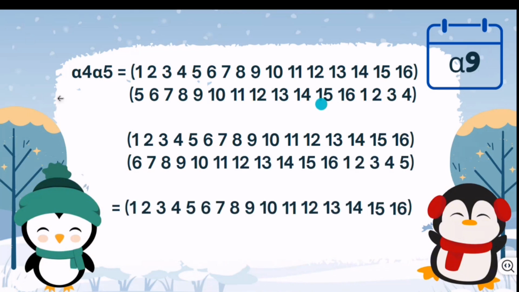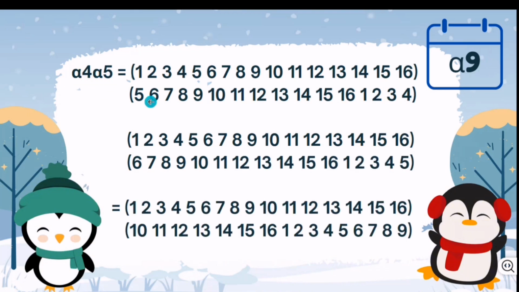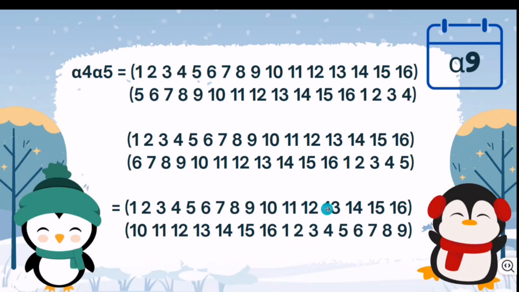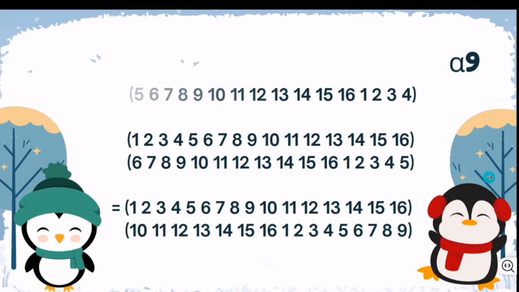And we have alpha sub 4 star alpha sub 5. We have the result alpha sub 9, which is equal to 1 to 10, 2 to 11, 3 to 12, 4 to 13, 5 to 14, 6 to 15, 7 to 16, 8 to 1, 9 to 2, 10 to 3, 11 to 4, 12 to 5, 13 to 6, 14 to 7, 15 to 8, and 16 to 9.